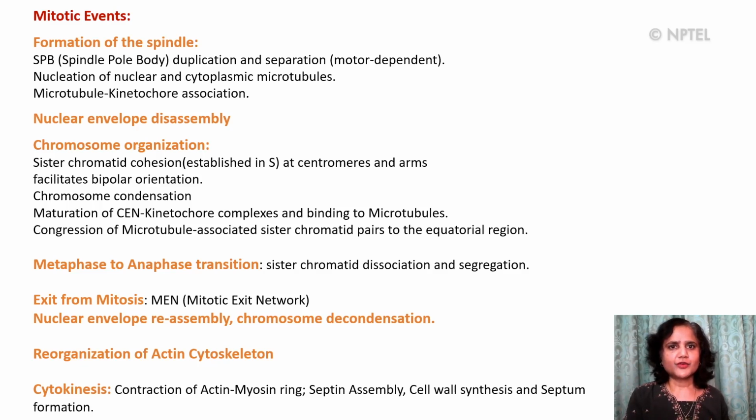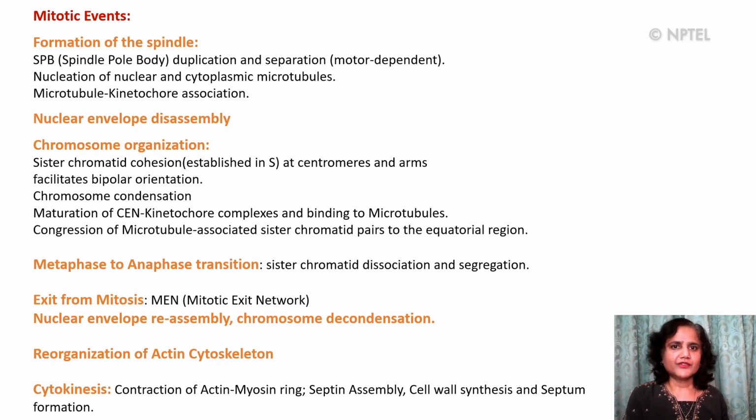There are also changes in chromosome organization. For example, sister chromatid cohesion at the centromeres and arms facilitates bipolar orientation of the pairs of sister chromatids on the spindle. Chromosome condensation occurs, which results in compaction of the chromosomes and their shortening along the long axis of the chromosome. Maturation of centromere and kinetochore complexes and their binding to microtubules. And finally, the congregation of microtubule-associated sister chromatid pairs to the equatorial region in metaphase.